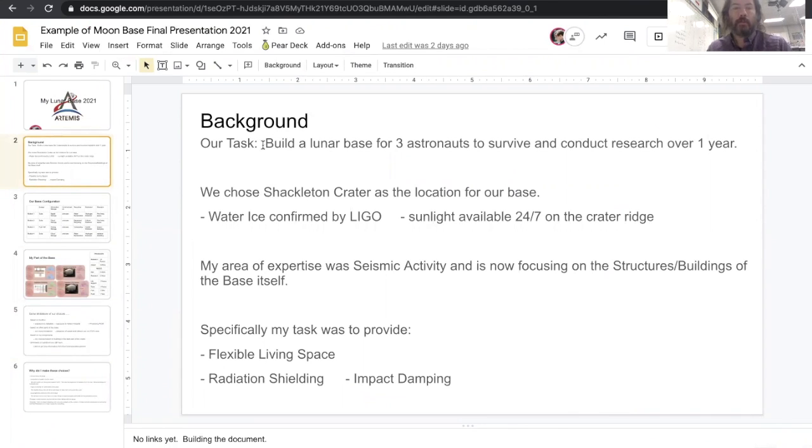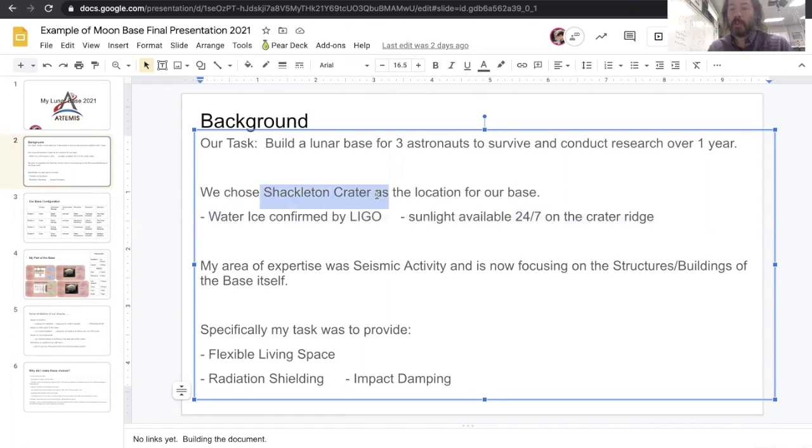So background, not going to change. You're going to need to change your moon location as well as talk about stuff that applies to your location. So you may have to go back to 4.2.8 to figure some of that out. You may have to even go back earlier than that to write down a couple things. But basically, what are some things we need to know about your location that impact your base building? Okay, what is your area of expertise? What were you supposed to provide? Just in general, these are the 3 things that I was going to provide.